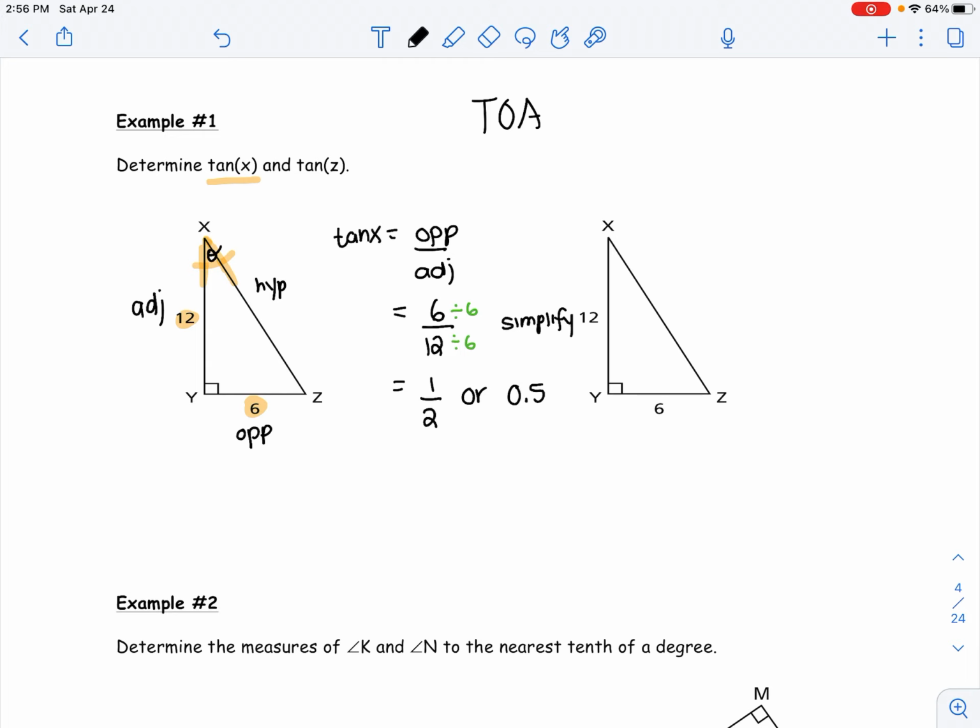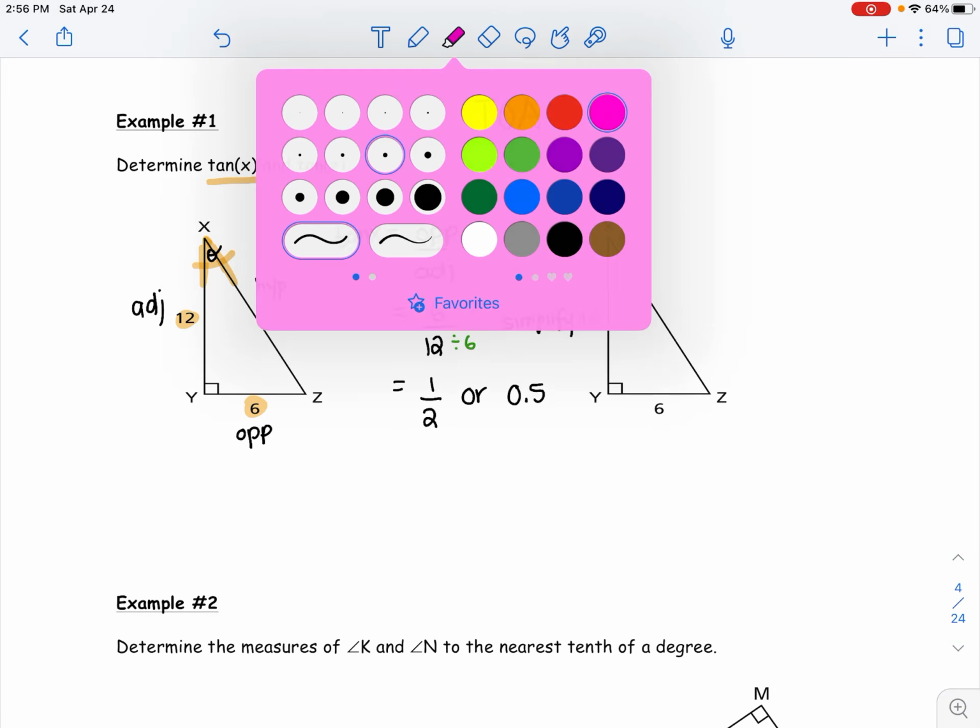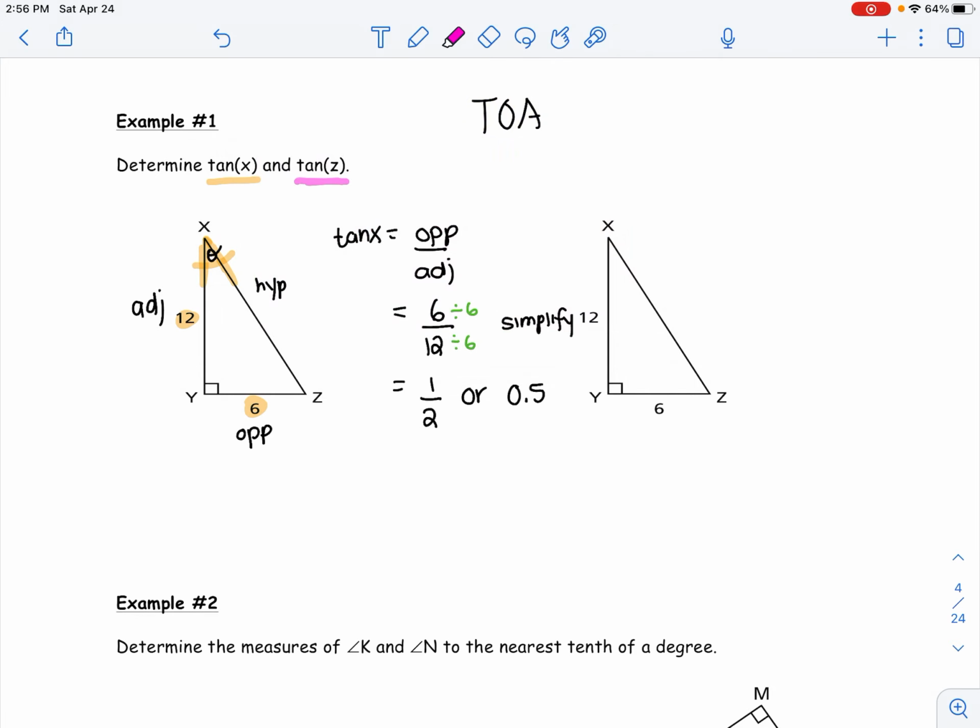Now we're going to do the same thing for tan of Z. So in this case, we're looking at tan of Z. First you're going to highlight Z and label that as your theta. So this is the angle we're looking from. The reason that's important is because our labeling of our triangle changes depending on what angle we are looking from. Our hypotenuse always remains the same. It's still always the longest side, opposite to your 90-degree angle.